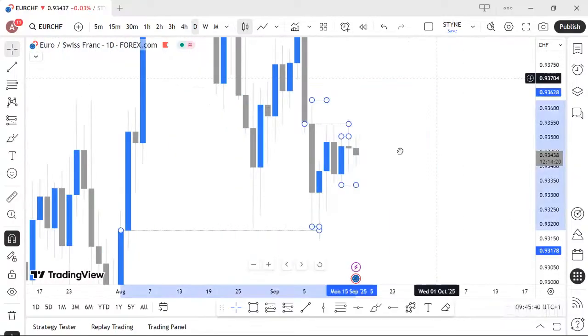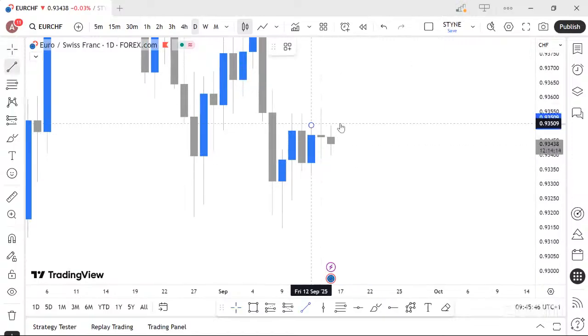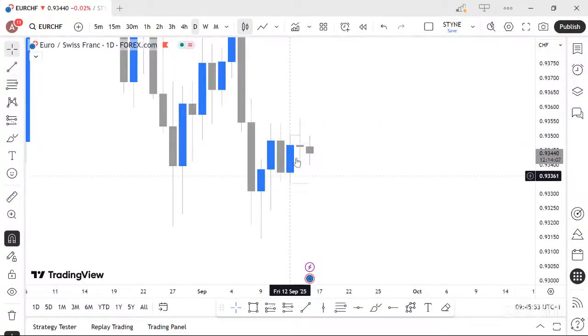Now, Euro CHF, I'm using the daily time frame strategy here. After sweeping this daily high, you should come to sweep this daily low, right? You see that after sweeping this daily high, we still have space for price to run, right?